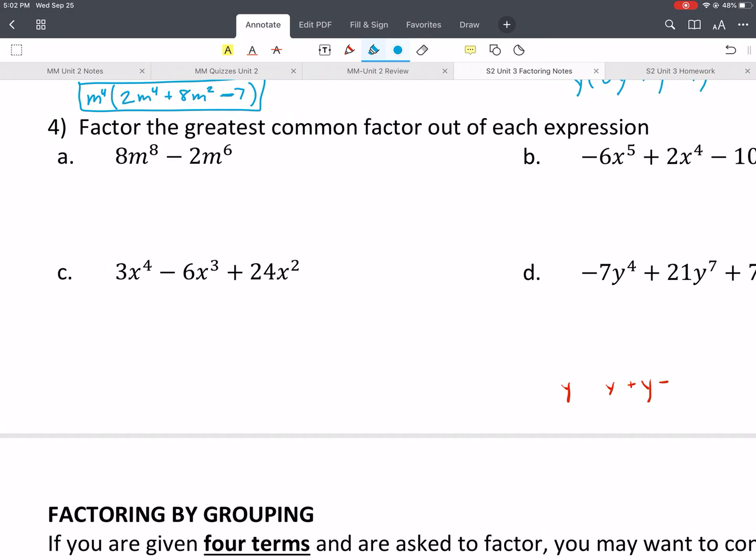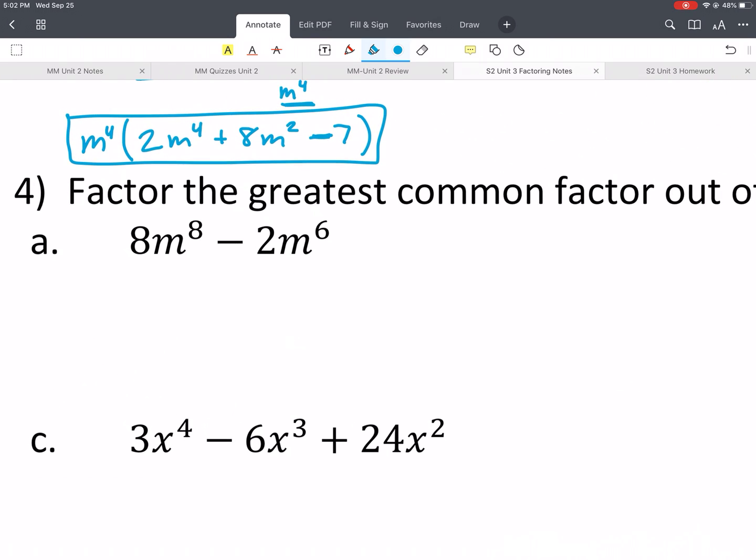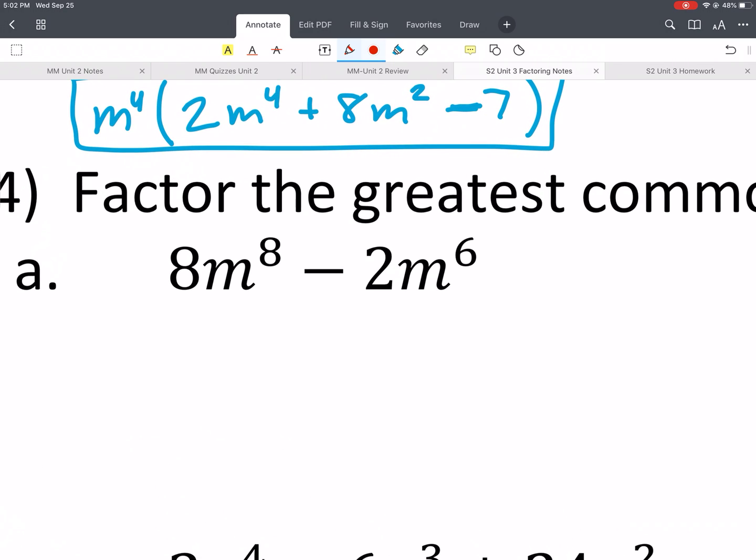Okay, so number 4, we are doing the greatest common factor again, but this time we have both numbers and variables that we can factor out. So you kind of do them one at a time. For the numbers, what would be the greatest common factor? We could take out a 2. 8, you can divide 8 by 2, you can divide 2 by 2. And with the variables, again, we would look at the smallest exponent, which would be m to the 6th.